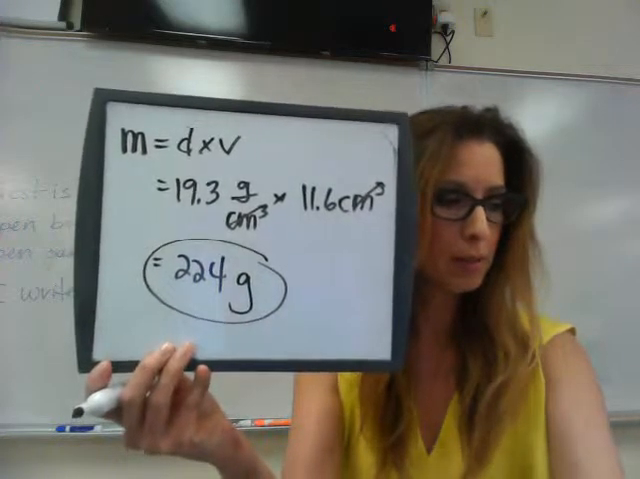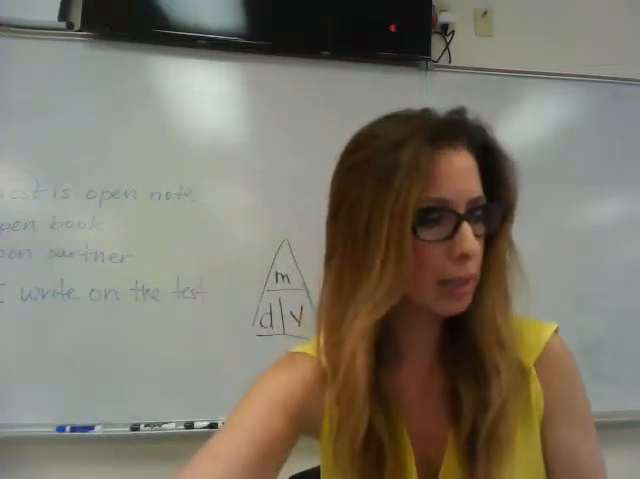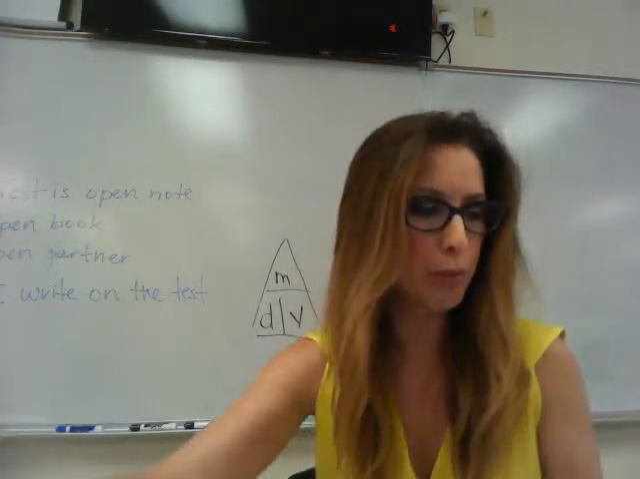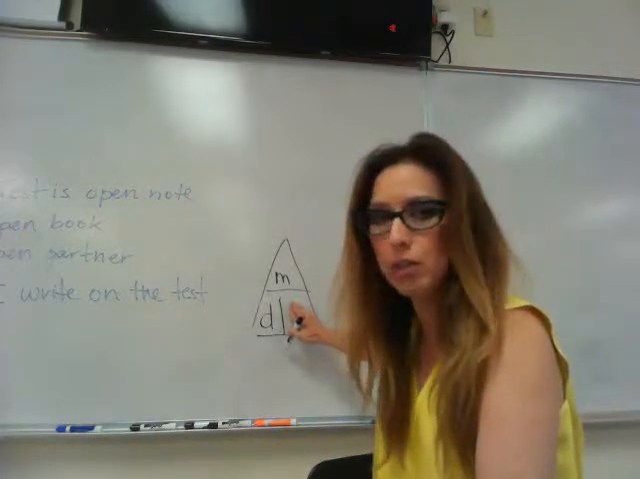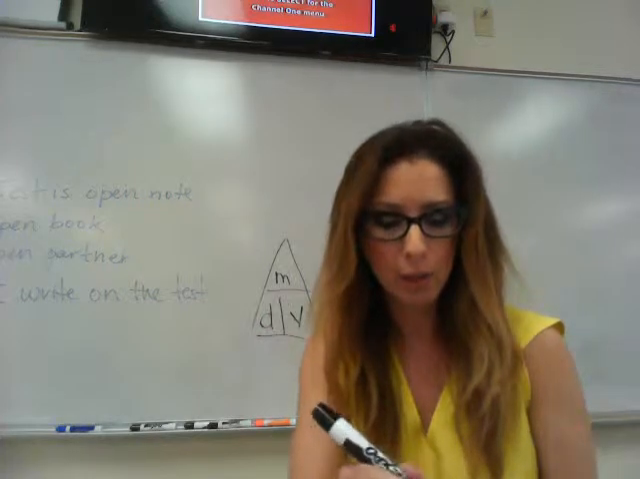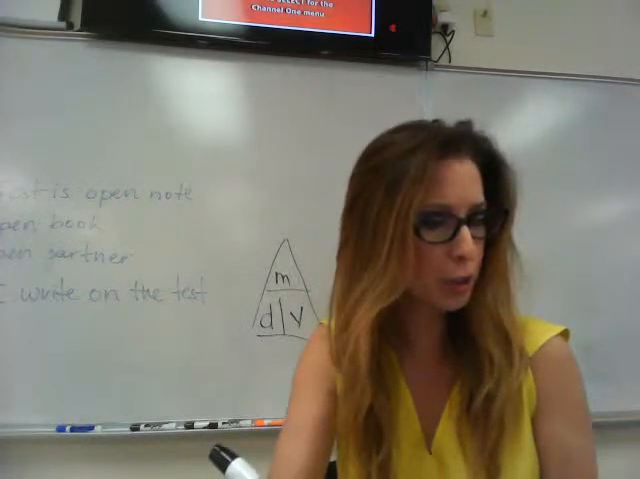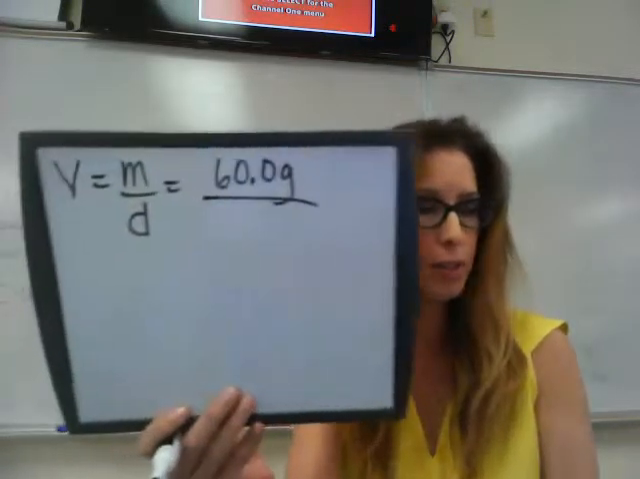Okay? Let's go on to student exercise 23. The gasoline in an automobile gas tank has a mass of 60 grams and a density of 0.752. What is the volume in centimeters cubed? Cover up the V, use mass divided by density. So V equals mass divided by density. And you're going to put 60.0 grams on top, like this.